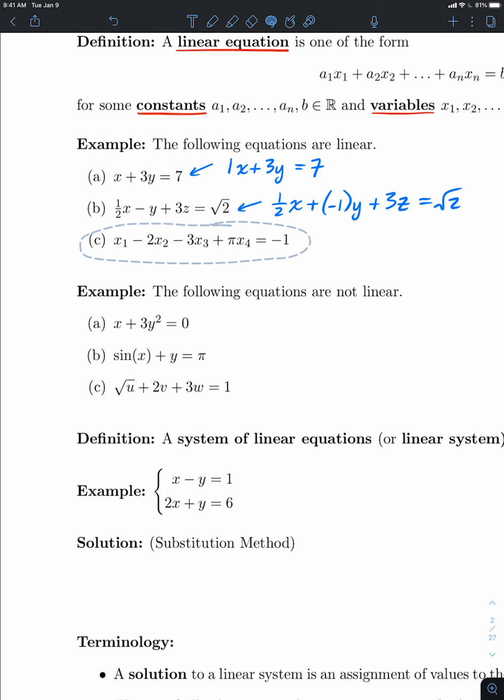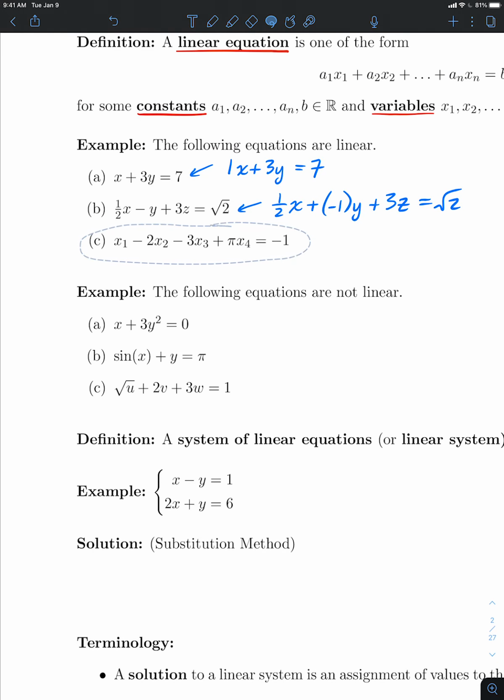So with that in mind, we can look at our third example here. This is a linear equation in the variables x1, x2, x3, and x4. So the coefficient of x1 is going to be 1. The coefficient of x2 is going to be -2. The coefficient of x3 is going to be -3. And the coefficient of x4, well, hey, that looks like the symbol pi, and it is. So the coefficient of x4 is actually the real number pi. I'll come back to that in a moment. And then our constant term is -1. So every linear equation has a constant term by itself, that's not multiplied onto any variable.